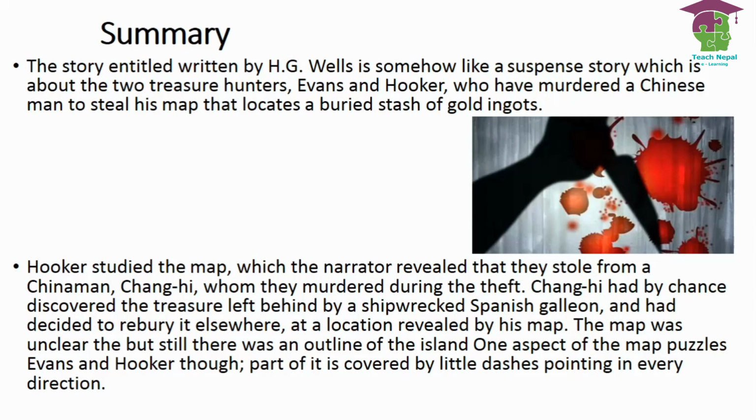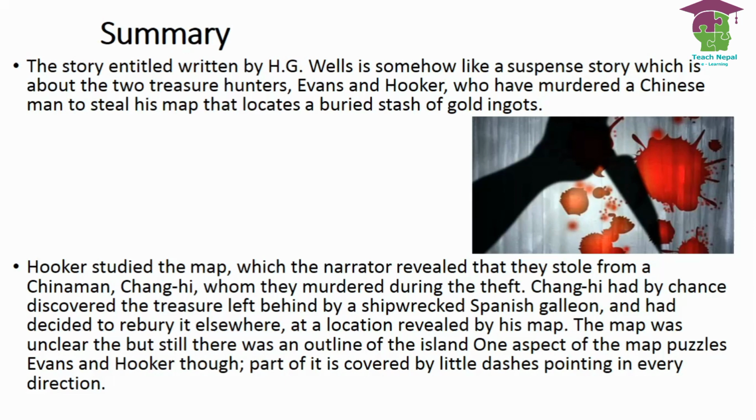Hooker studied the map, which the narrator revealed they stole from a Chinaman, Chang He, whom they murdered during the theft. Chang He had by chance discovered the treasure left behind by a shipwrecked Spanish galleon and had decided to rebury it. After they found the map, they planned to go to rebury those treasures there. The map was somehow unclear.